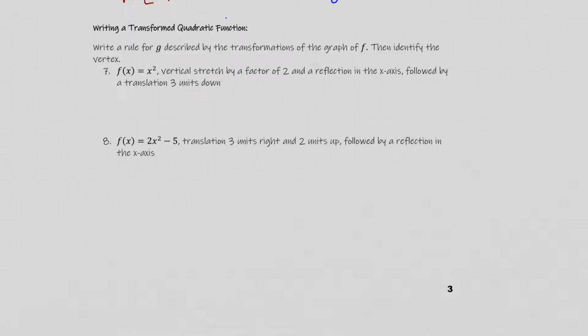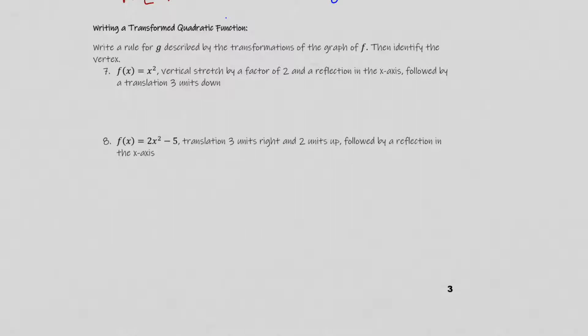All right, for the last part of 2.1, we are now going to write a transformed quadratic function. So we're going to write a rule for g described by the transformations of the graph of f, then identify the vertex. So in number 7, f of x equals x squared. That is the parent function of all quadratic equations.